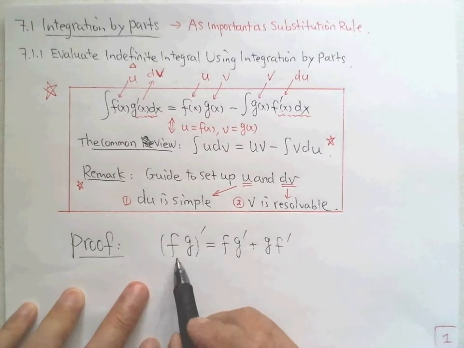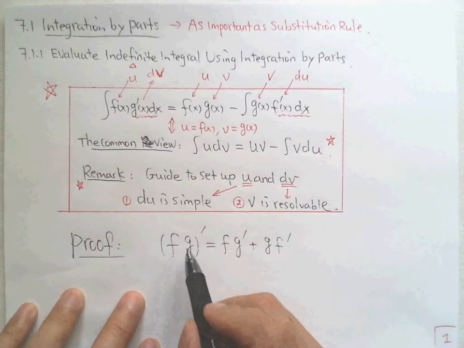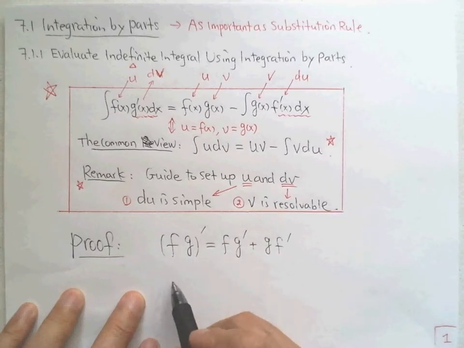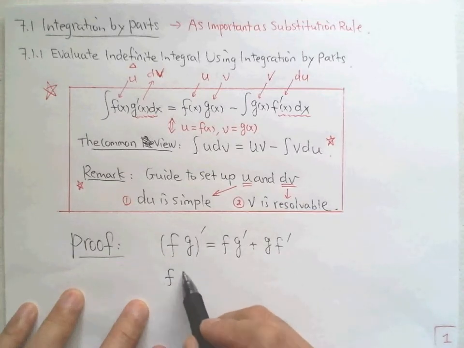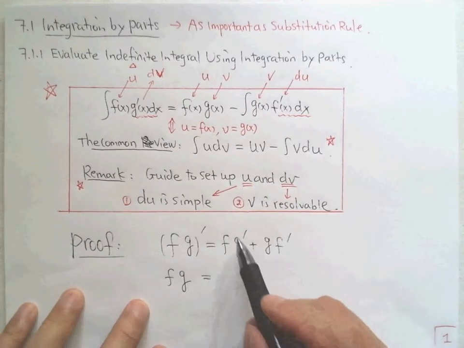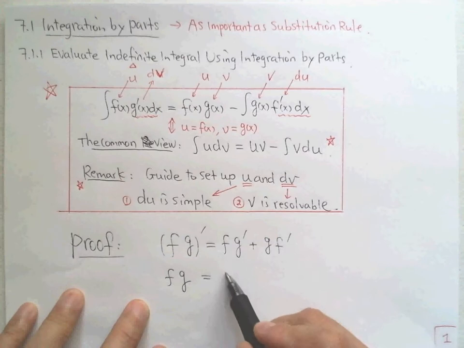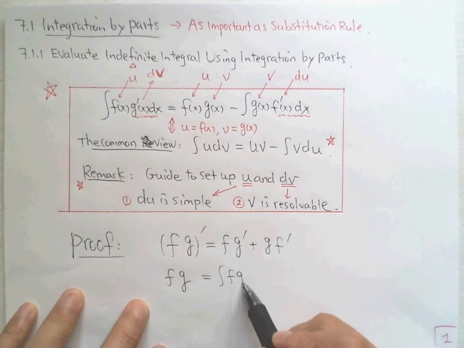Taking an integral means the antiderivative. The derivative of fg on the left goes to fg when we integrate. We take an integral to the right, and we separate it into two integrals. So the left is fg.